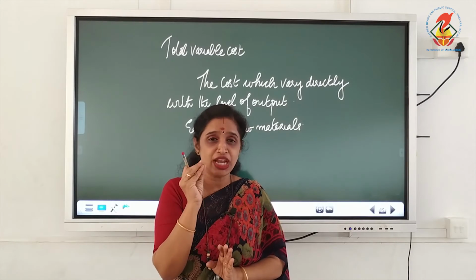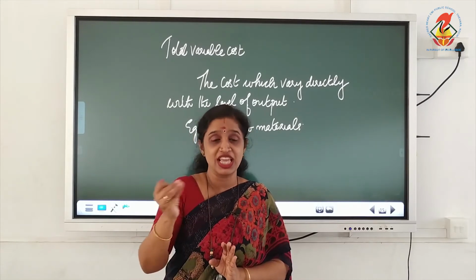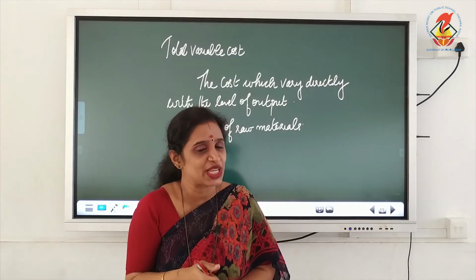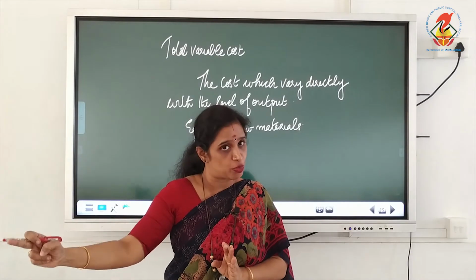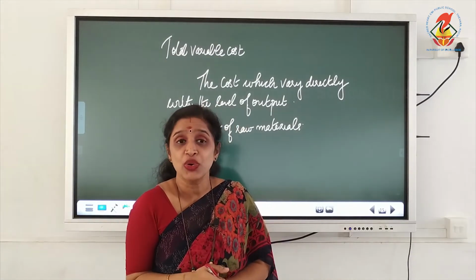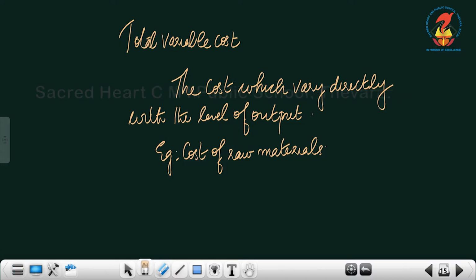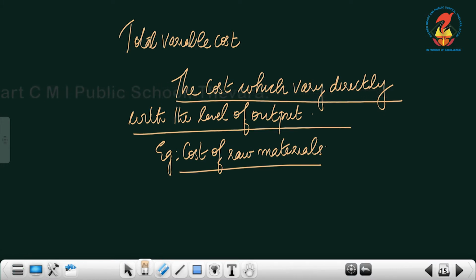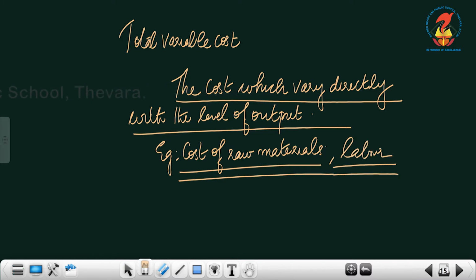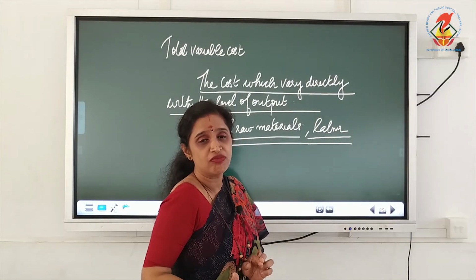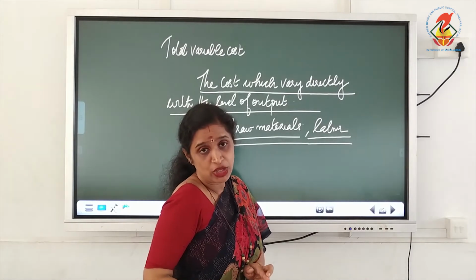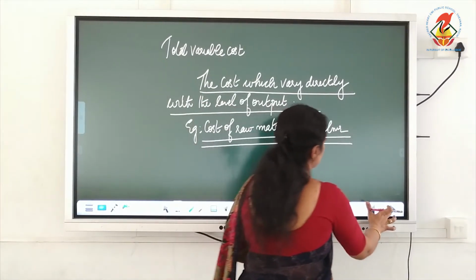But for increasing the number of shirts from 150 to 170, that much raw material and number of laborers has to be increased. So, the cost which varies with the level of output is known as the total variable cost. So, total variable cost is the cost which varies directly with the level of output. Example, cost of raw materials, labor, etc. Even electricity, that is also the consumption of more and more electricity. If overtime work has to be done, electricity will be used more, isn't it? So, all these come under that.